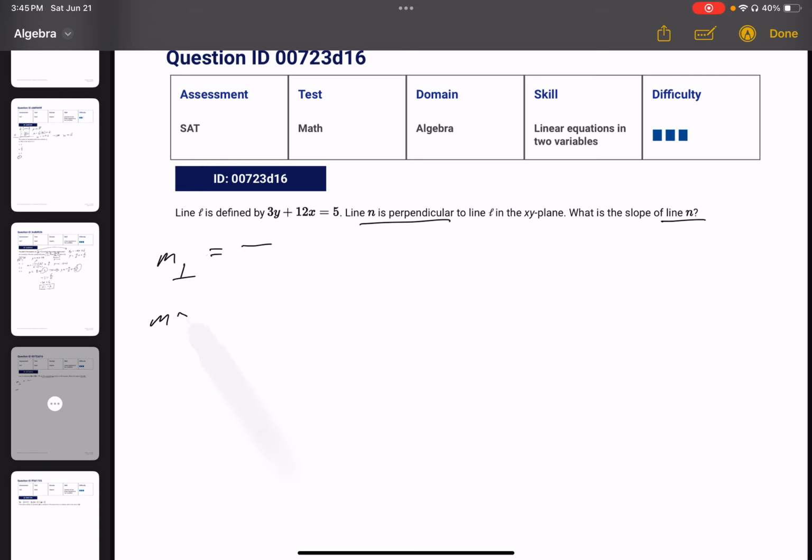So let's say our slope is 7. Well, I'm just going to solve it, and you'll see as we do it. So we have 3y plus 12x is equal to 5. We're going to rearrange this: y is equal to negative 4x plus 5 over 3. So a perpendicular line is going to have the opposite sign and reciprocal fraction. So we know the slope here is negative 4, and I'm just going to write it as negative 4 over 1 so you can see this perpendicular slope easier.